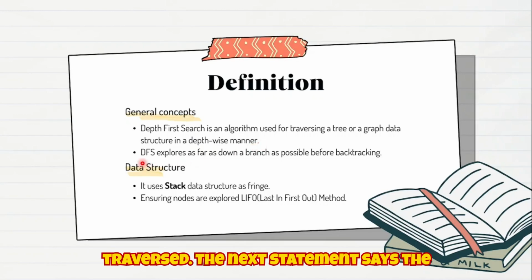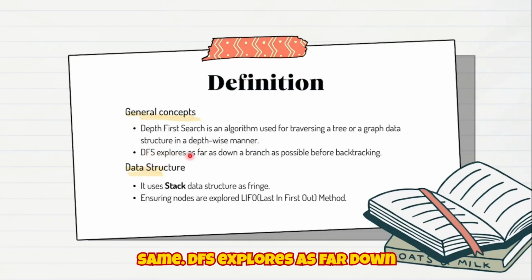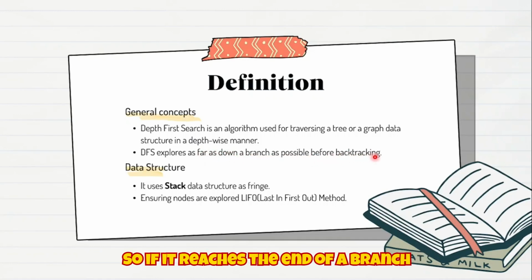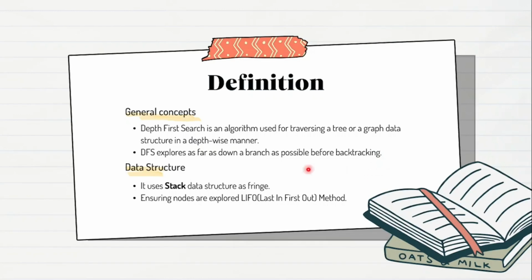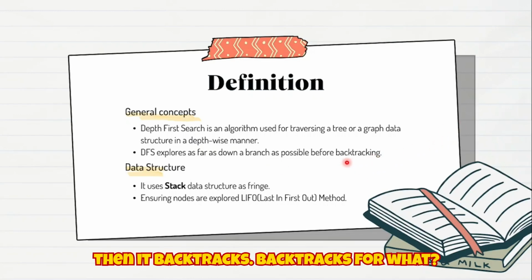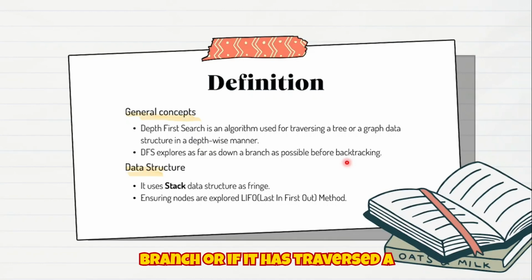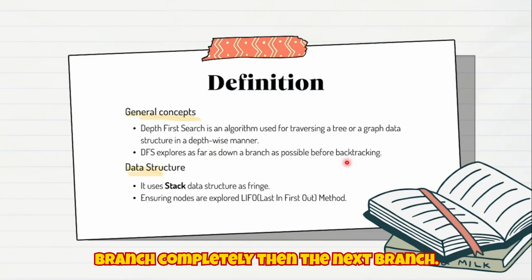The next statement says the same. DFS explores as far down a branch as possible before backtracking. So if it reaches the end of a branch, then it backtracks. Backtracks for what? To explore other sub branches of the same branch, or if it has traversed a branch completely, then the next branch. So that's what the definition means.